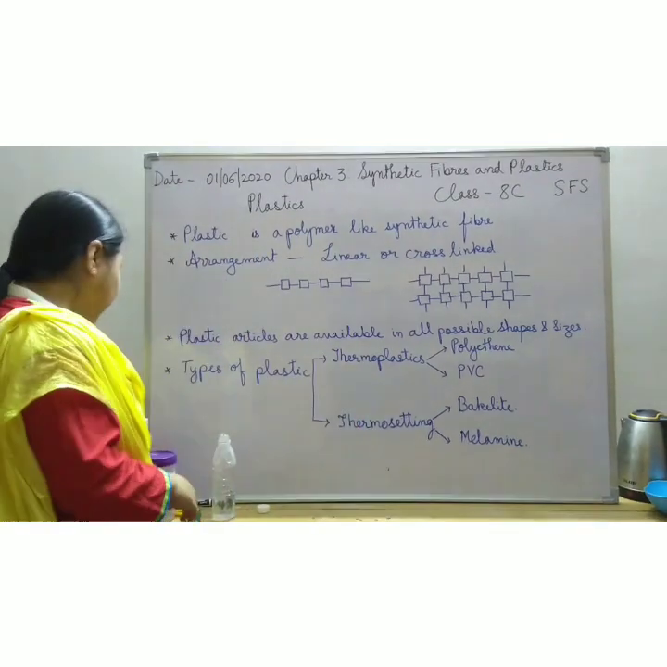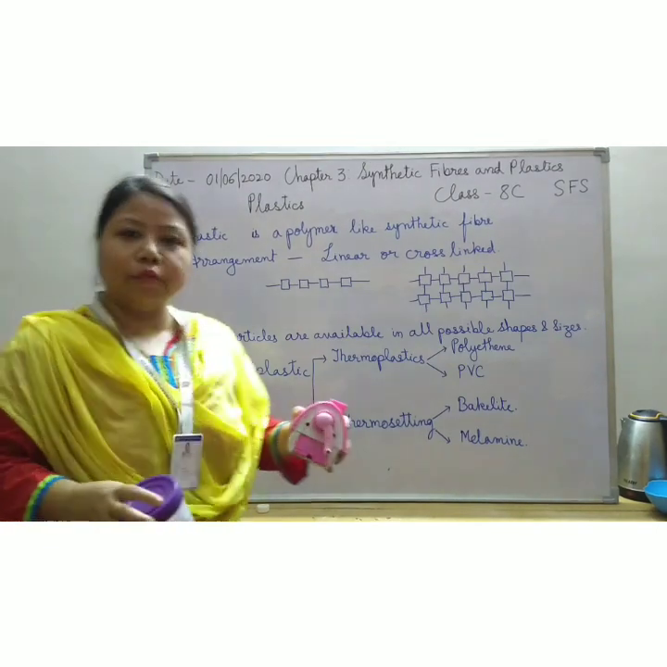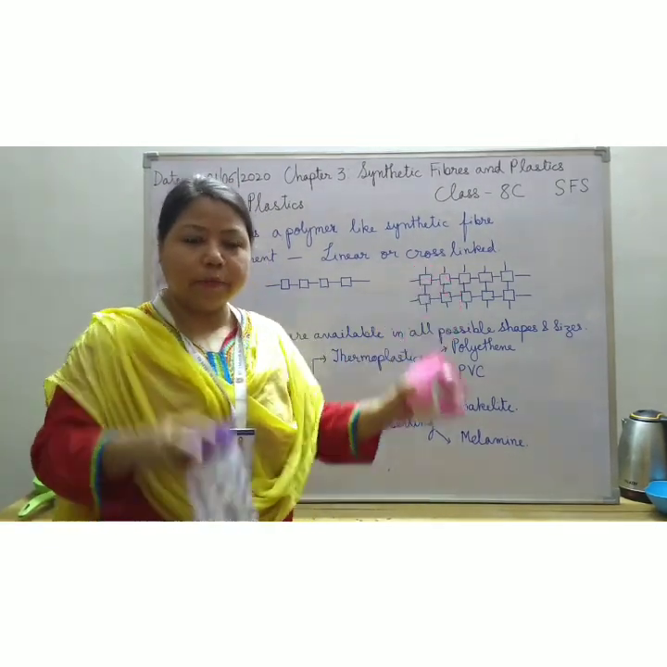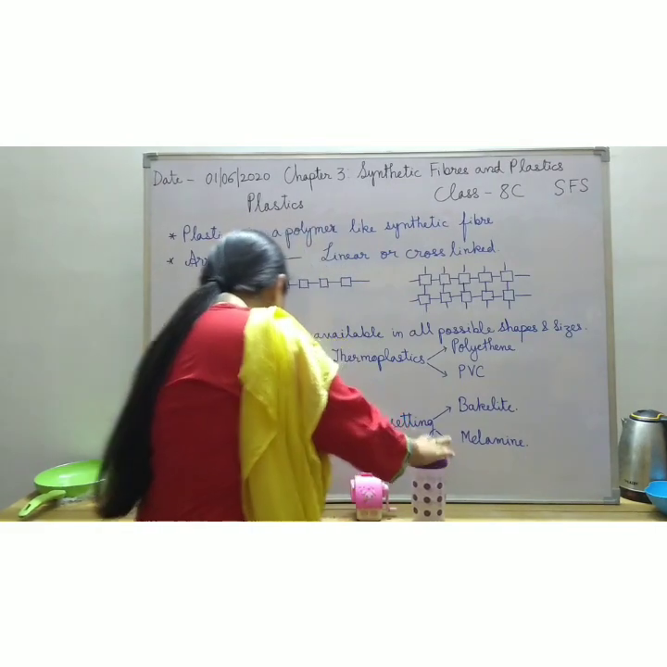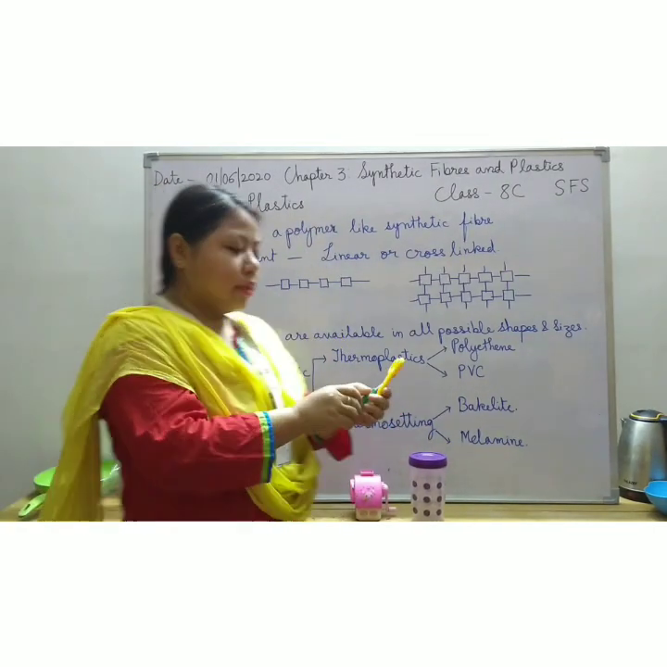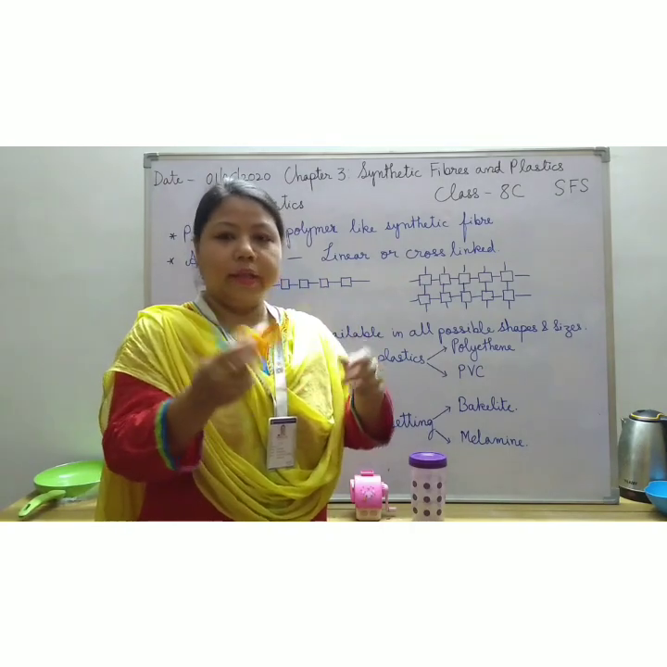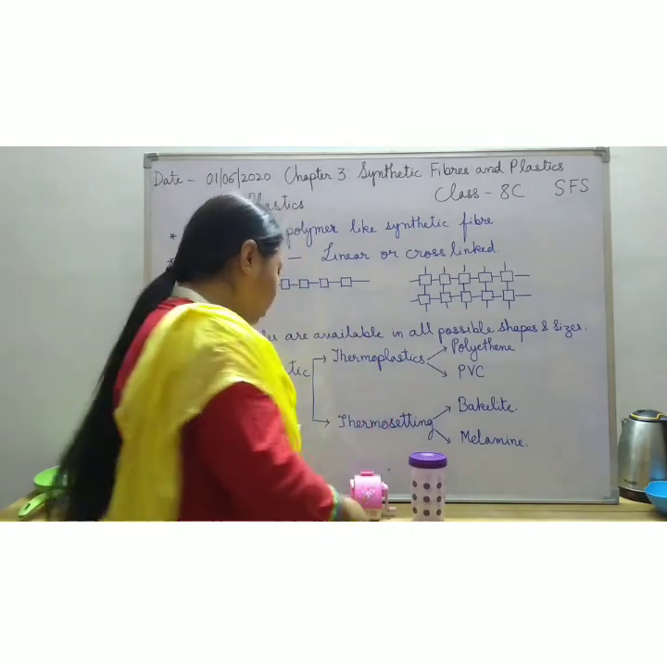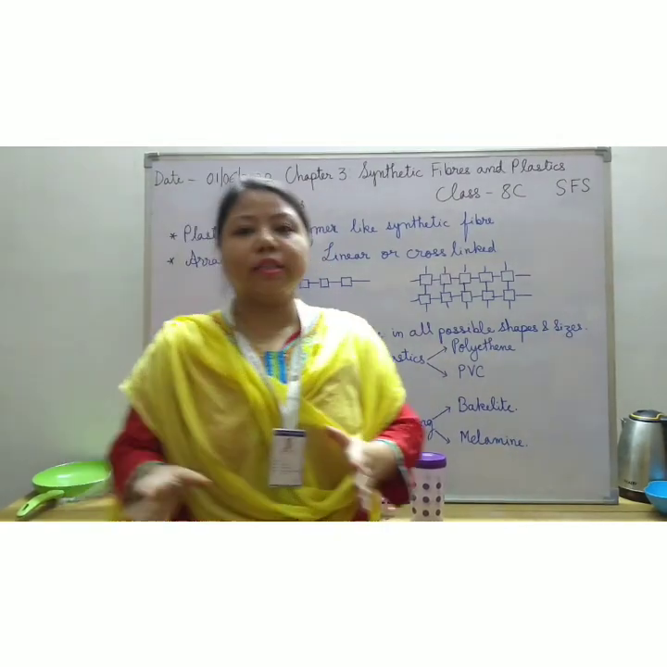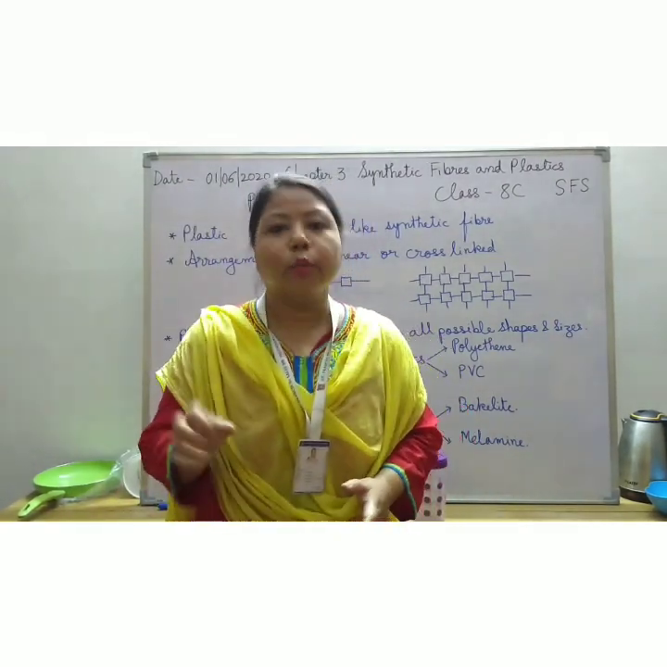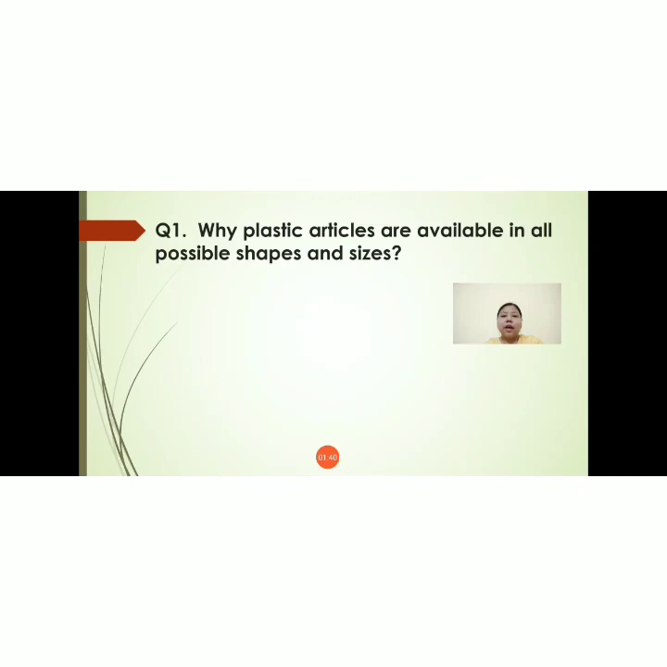Apart from that, many different articles can be made from plastic, like this sharpener, the plastic jar, the back of the screwdriver and the scissors. So there are various articles which can be made with plastic. Why are plastic articles available in all possible shapes and sizes? Children, we have already discussed this. So write down the answer to this question.